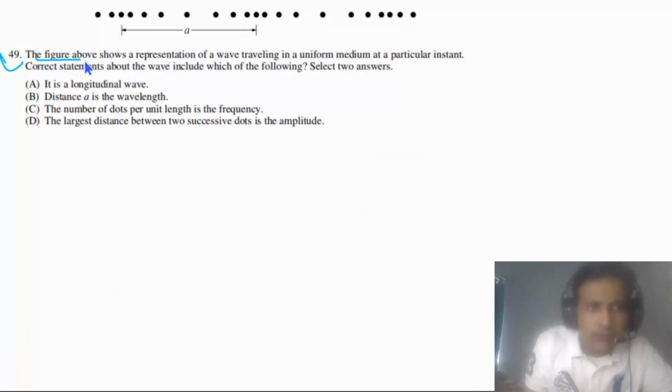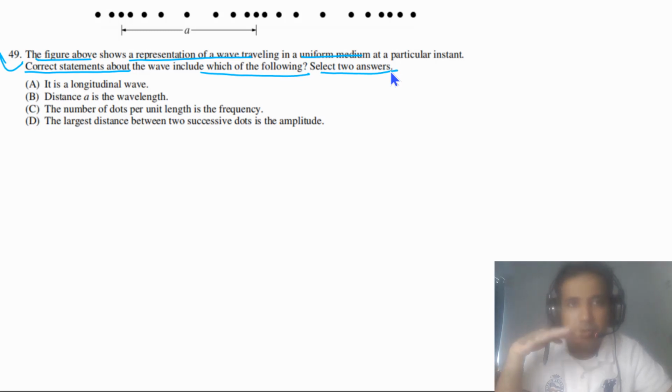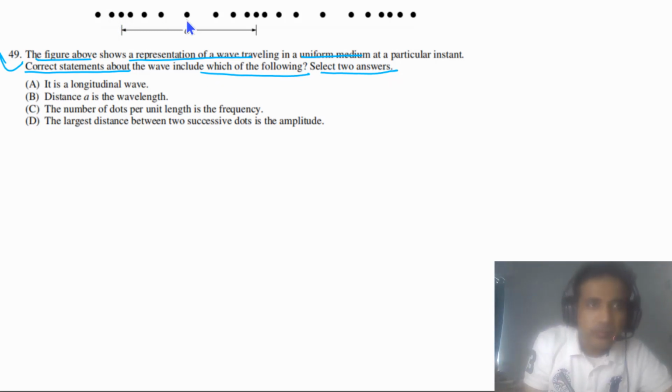Question 49 says the figure above shows a representation of a wave traveling in a uniform medium at a particular instant. Correct statements about the wave include which of the following? Select two answers. If you look at this given wave, we can see the particles here. Particles are very close to each other, so we call this region compression. In the next region, particles are far away from each other, and we call this rarefaction. So here again we have compression, here rarefaction, here compression.